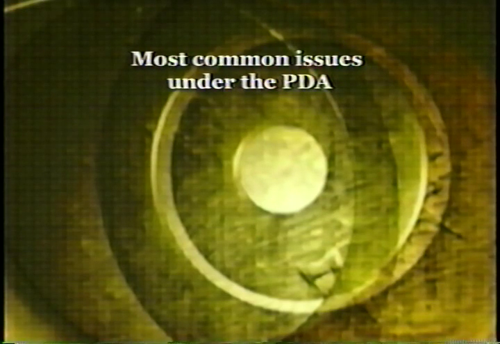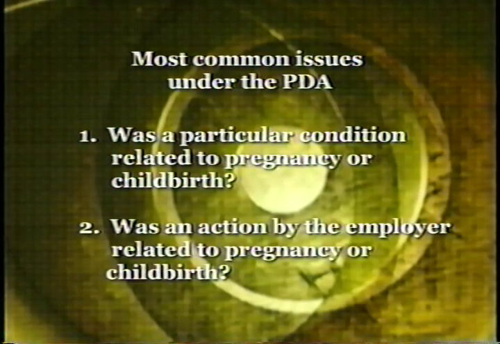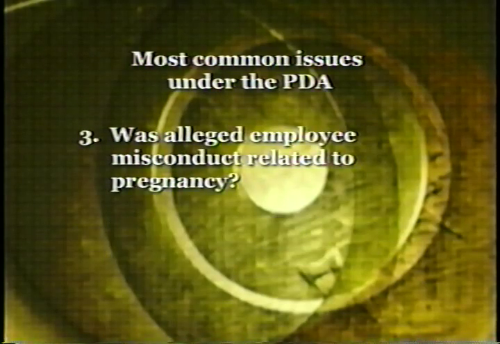Most issues under the PDA revolve around whether a particular condition, like abortion or infertility, is related to pregnancy or childbirth and thus protected, whether a particular action taken by an employer was on the basis of pregnancy or childbirth, or whether alleged employee misconduct was caused by or related to pregnancy and thus protected by the PDA. Another basis for prohibiting discrimination that we want to focus on more closely is religion.